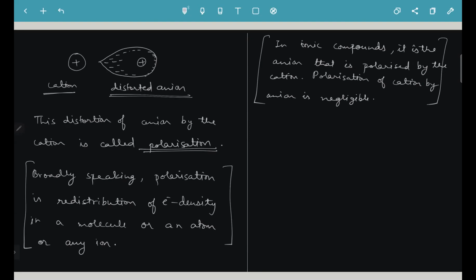Now once we have understood the polarization, polarization समझ रहे हैं polarization क्या है? Okay. What is polarization? Polarization is the distortion of electron cloud of an ion by the cation. And during this polarization, the electron density shifts towards the cation. इस तरह से electrons get shared between the cation and anion. The electron cloud of the anion is shifted towards the cation. So due to polarization, electron density gets shared between the cation and anion. Okay. And sharing of electrons results in a covalent bond.